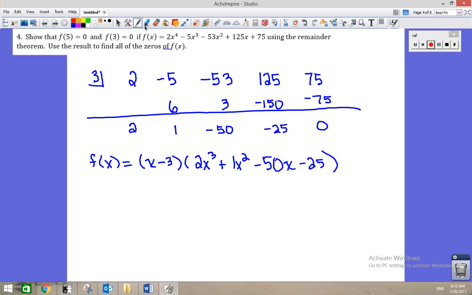Well, I know that I can factor this polynomial, and I know that 5 is going to be a 0 because I haven't used it yet.